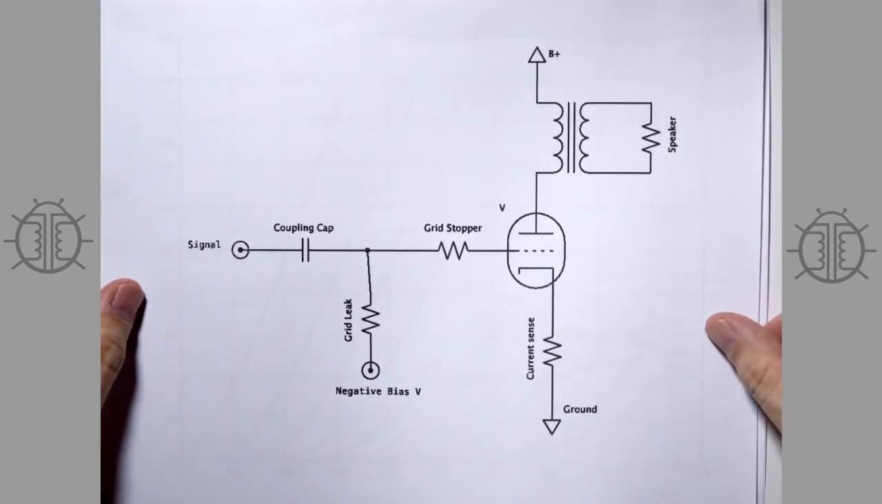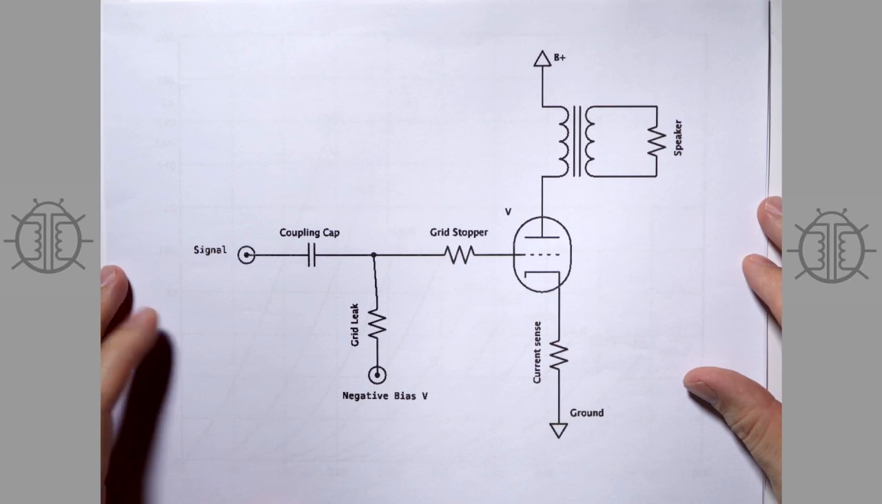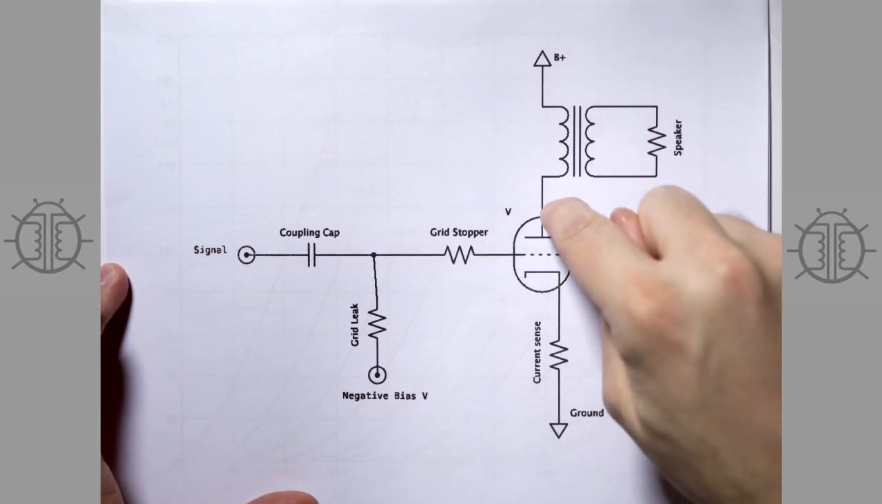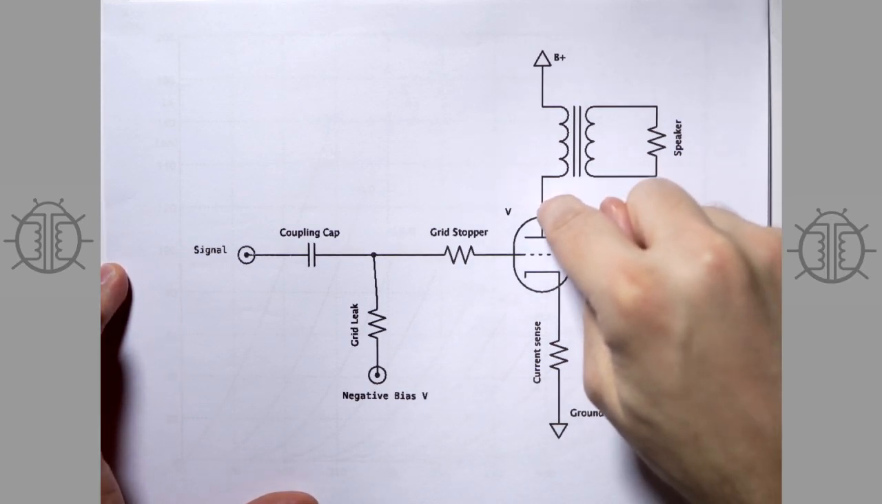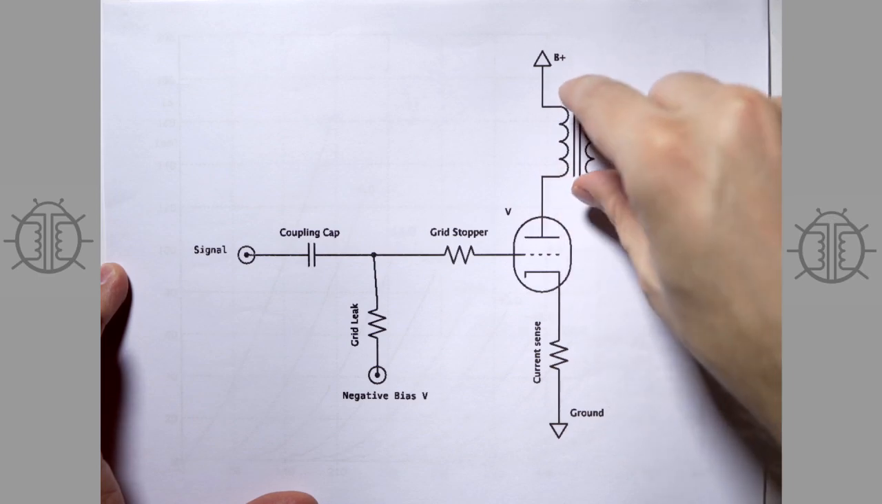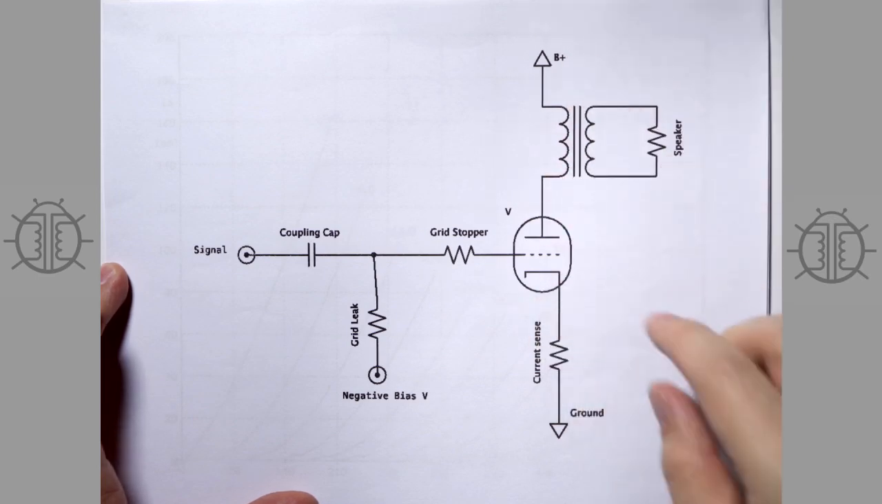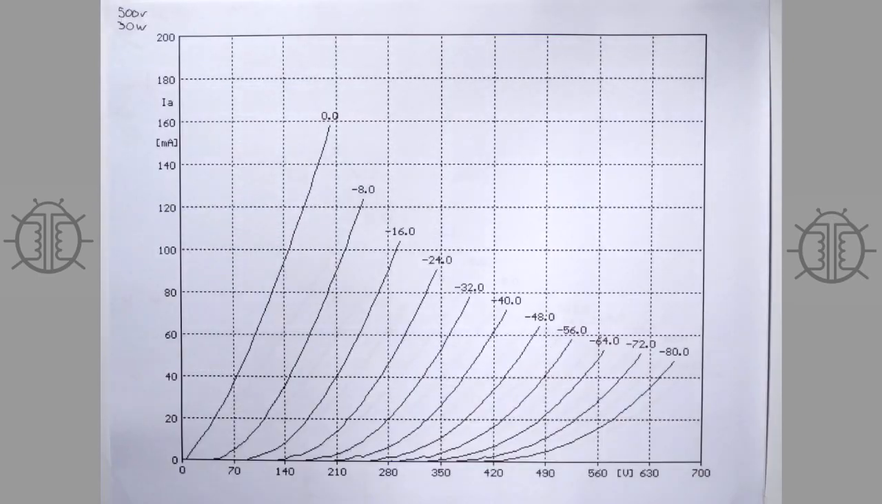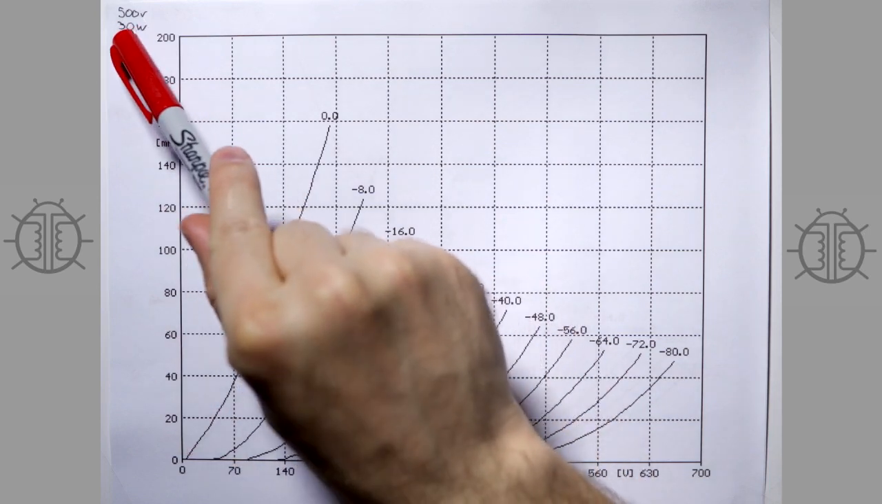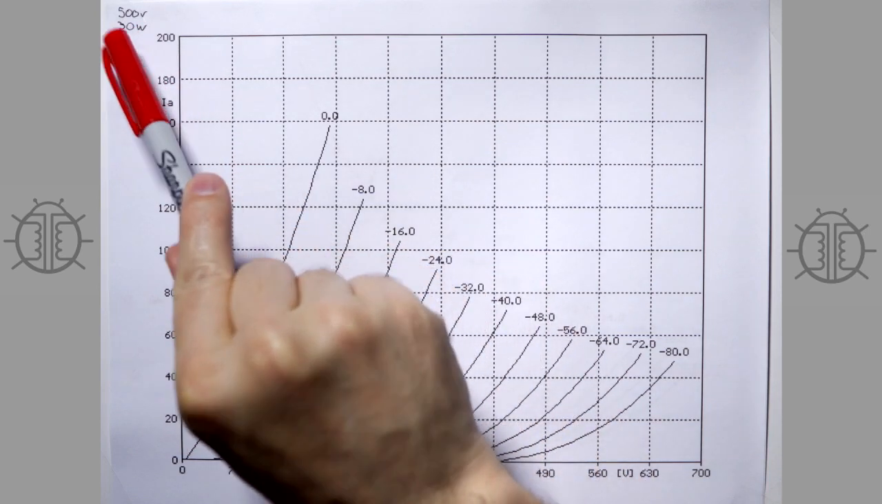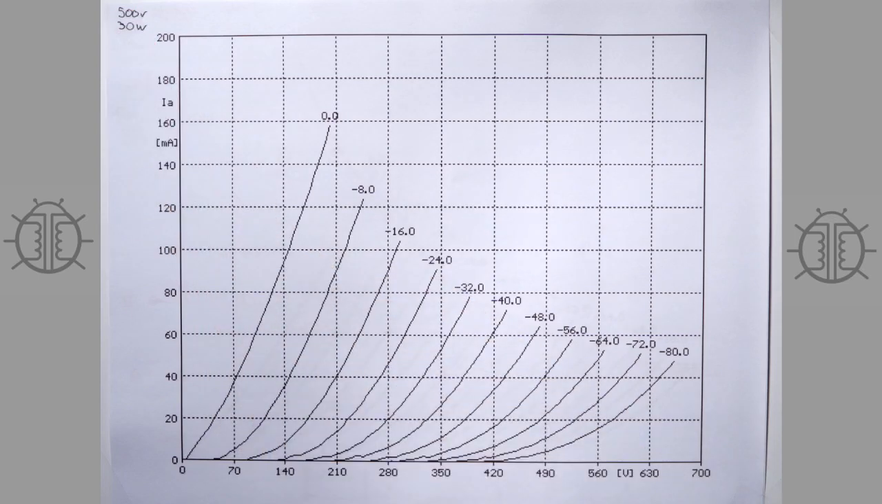Just a reminder, this is what an output stage looks like. The plate voltage and currents are measured at this point, so they're part of a resistive divider here. So the first thing we're going to do, once again, is mark off our maximum dissipation line. This tube dissipates a maximum of 30 watts, so I'm going to do that real quick.